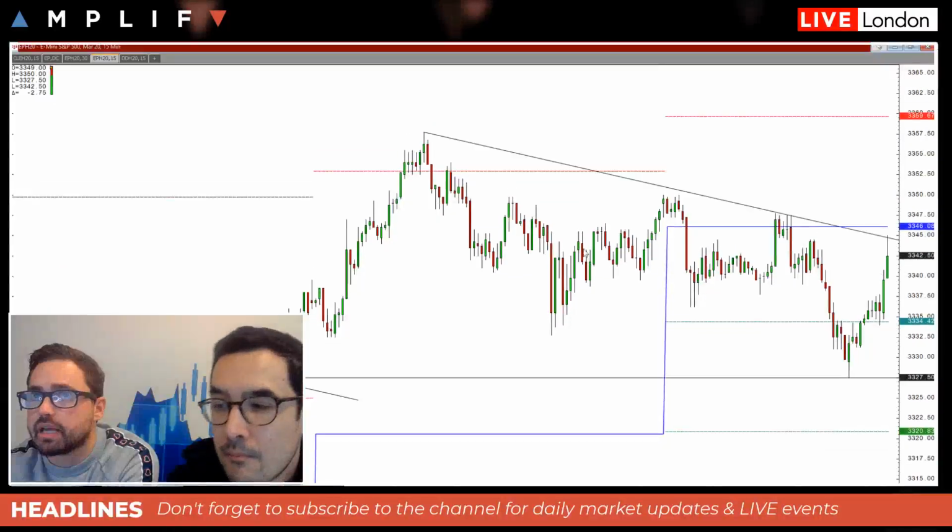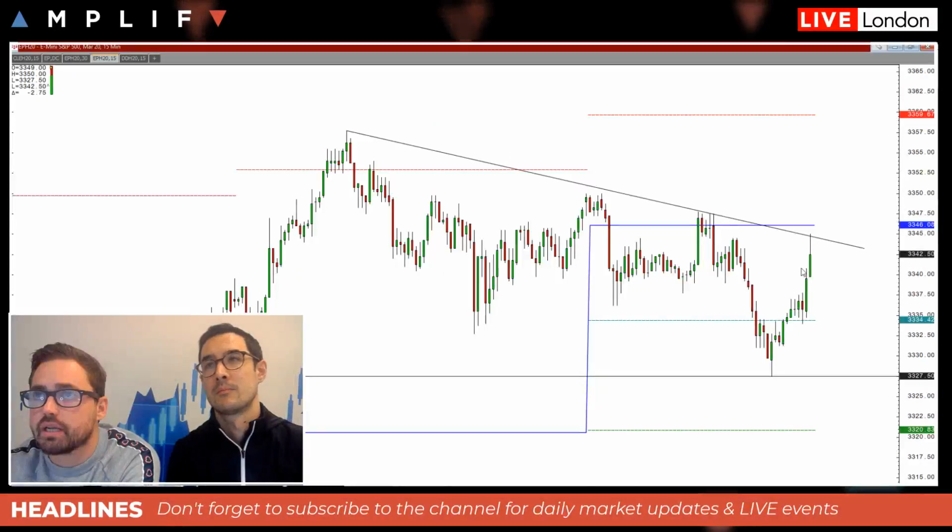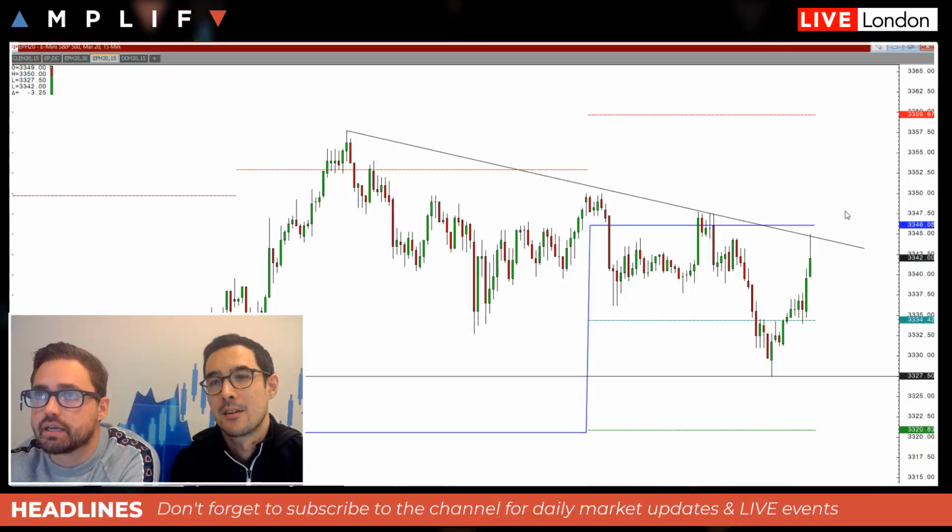Yeah, worth just keeping on that trend line we drew there in the S&P. You can see it hit it pretty much to the tick, and if you're looking to go long S&P, really don't get long unless it closes above there.